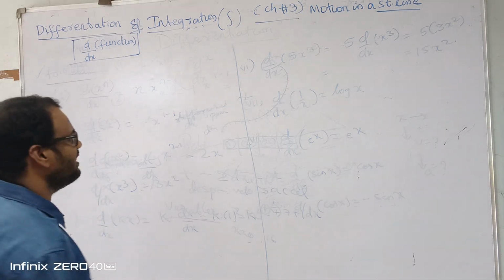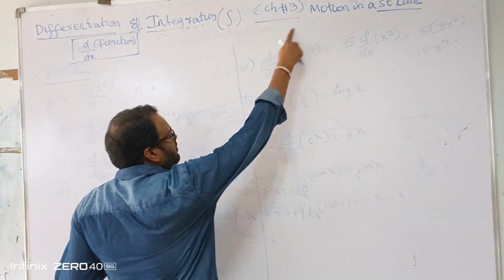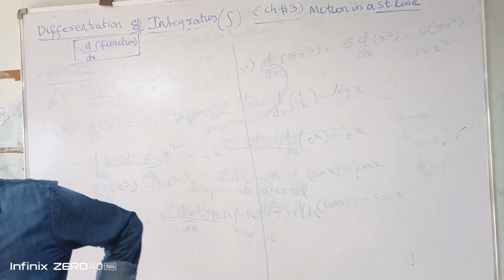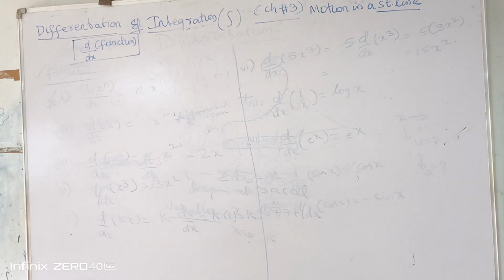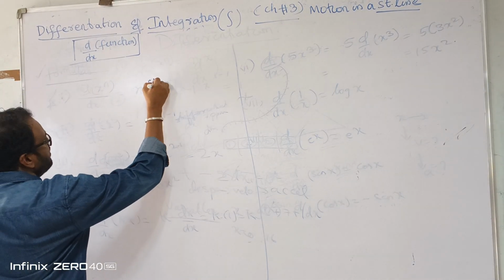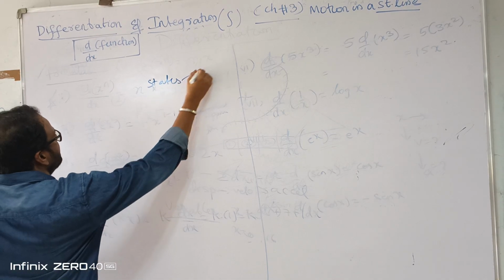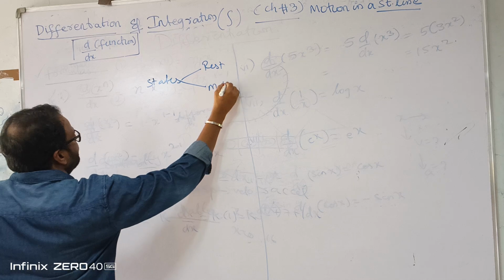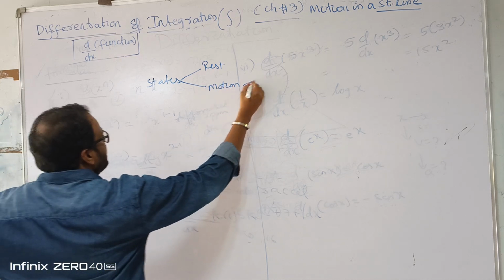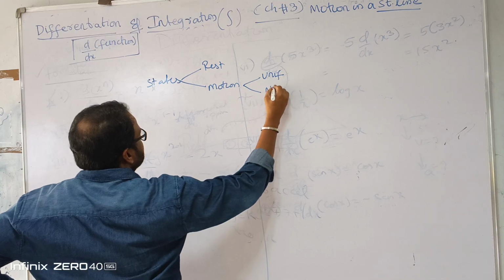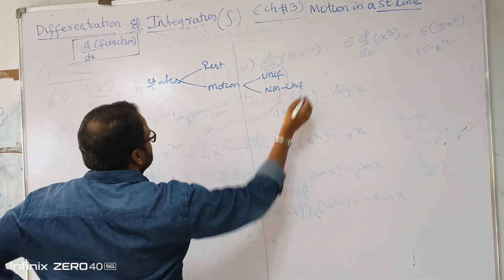Actually, why we need this is that we are doing the third chapter, which is motion in a straight line. First of all, what do we mean by motion? Movement of the object. We say that a physical body has two states. One is called the state of rest, the other is called the state of motion. If it is in motion, again it can have two types: uniform motion and non-uniform motion.